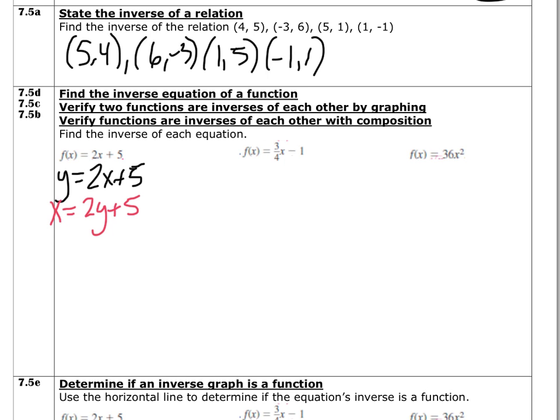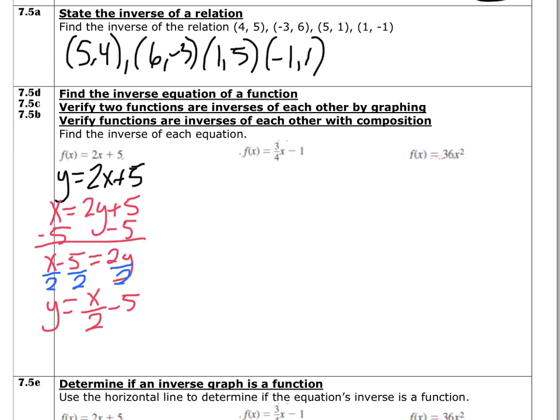Now all you have to do is solve the equation for y. So we have to get rid of the 2 and the 5. The 5 is furthest away, so let's subtract 5 from both sides. Then we're going to get x minus 5 equals 2y. To get rid of the 2, divide everything by 2. When I rewrite it, I get y equals x over 2 minus 5 over 2. And that is your final answer.